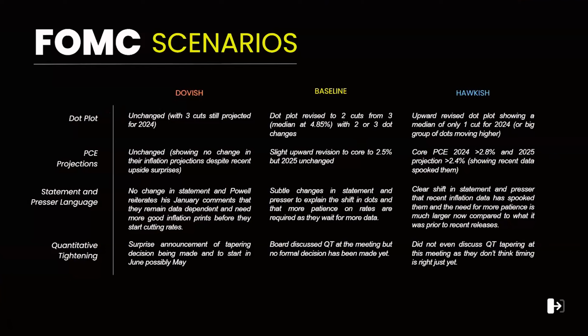In terms of things like PCE, markets were expecting a small upward revision. Why? Because if the Fed is going to increase their dot projection, it's probably going to be down to the higher PCE projections. So they expected that to be upgraded. And again, we knew that if that came in unchanged, it would have been a big surprise.